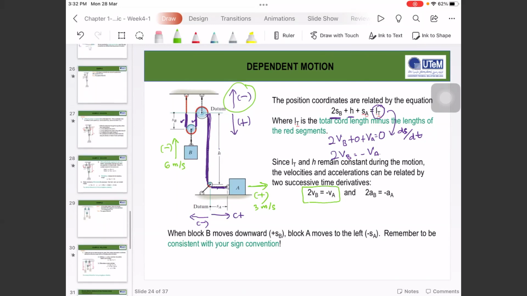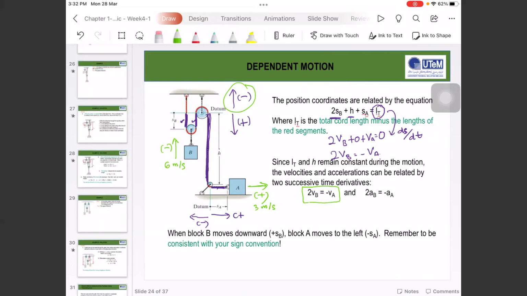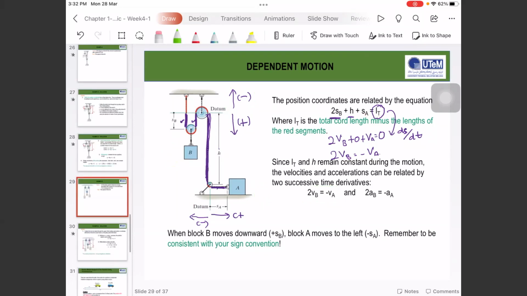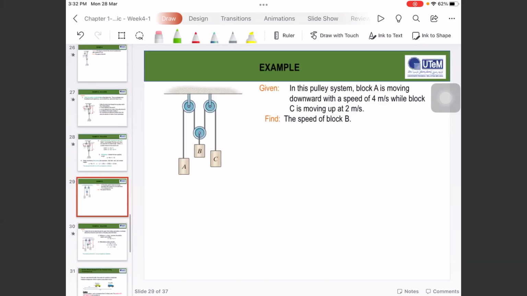Tengok soalan lain lah. Okay? Tengok soalan senang sikit. Inilah. Ini. Kita tengok yang ni. Nombor ni senang faham sikit kan? Okay, in this pulley system, block A is moving downward with speed of 4 meter per second. Okay, bawah, 4 meter per second.